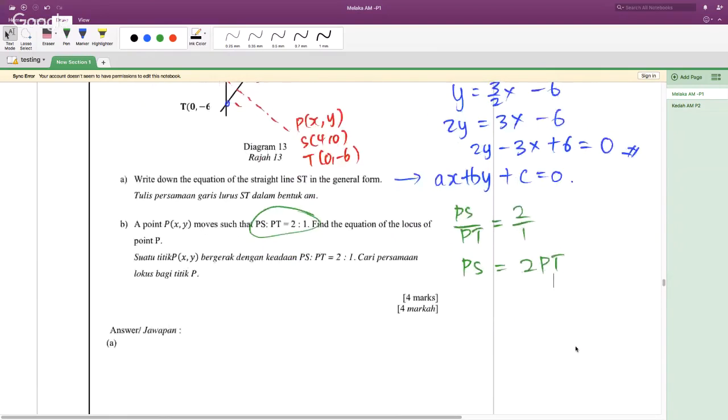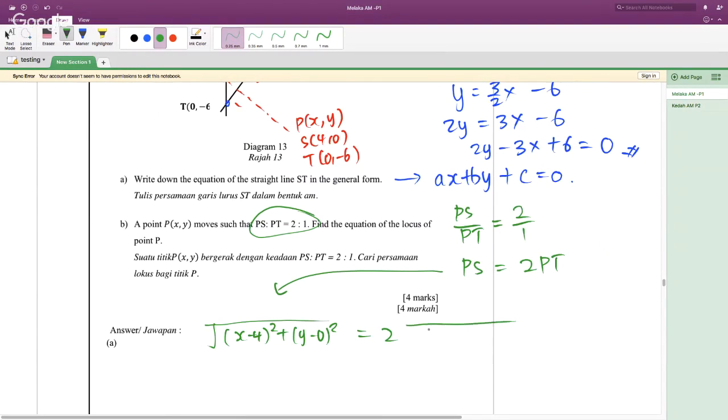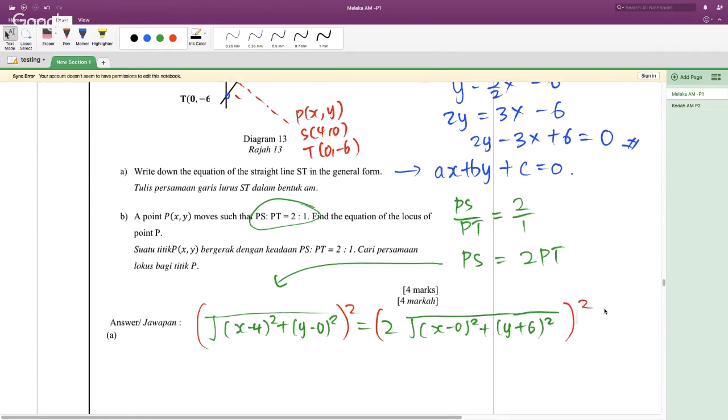All right, not enough space, I'm going to do it here. So the distance for PS, I will say square root of (x minus 4) squared plus (y minus 0) squared, equals 2 times the square root of PT. So for T, I use (x minus 0) squared plus (y minus -6), so y plus 6, squared. Right, so I want to remove the square root. So what I will do is square the whole thing.